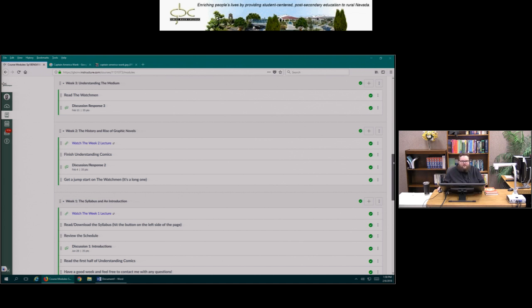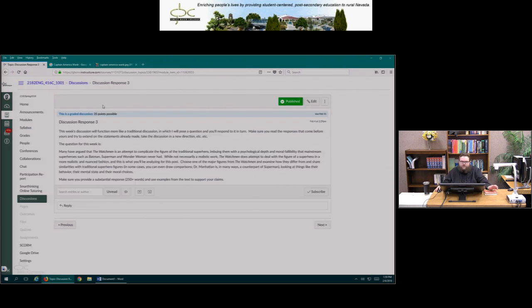And Discussion Response 3 addresses some issues in The Watchmen. One of the things The Watchmen's been applauded for doing, or in some cases accused of doing, is breaking down the archetype of the superhero. It takes superheroes and twists them a bit and adds psychological depth and a moral fallibility that superhero characters didn't usually have. It also does that by matching them to certain superhero archetypes.